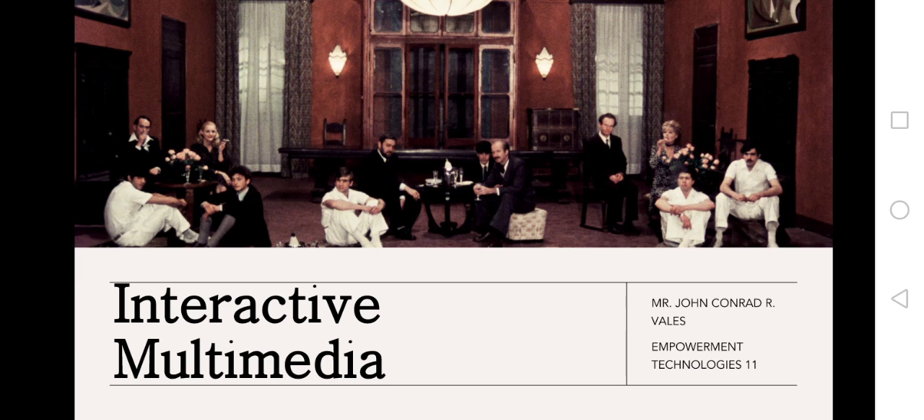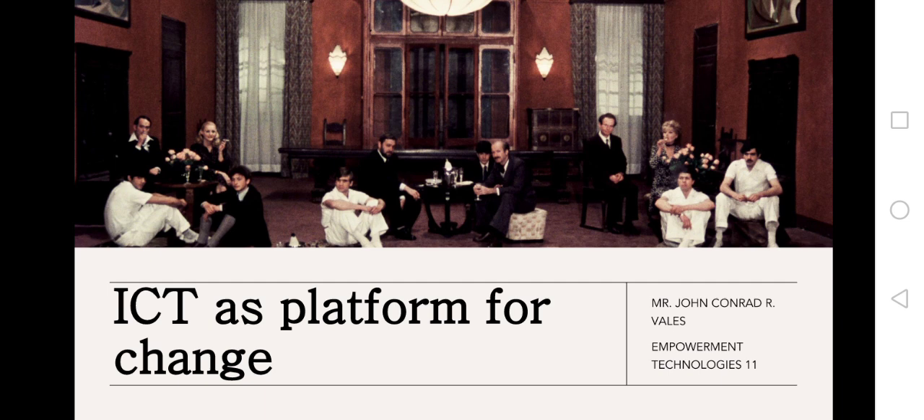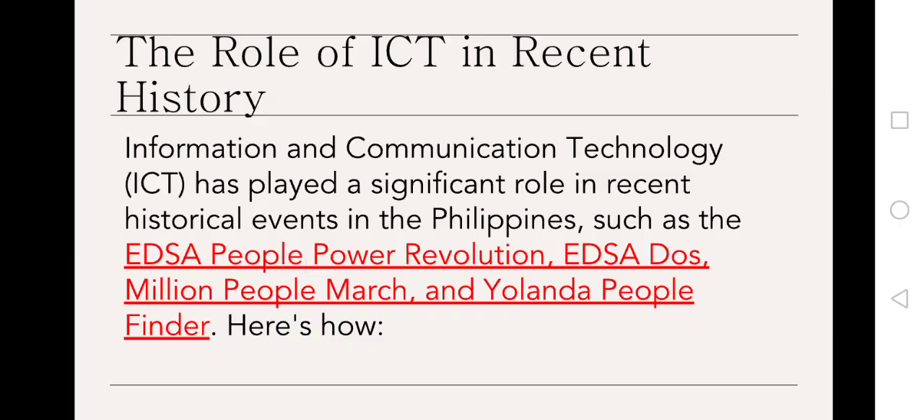Now that we are done, we will proceed to our next lesson for today, which is ICT as a platform for change. Last time, in our last topics, we studied the definition of ICT, the different types of ICT, and how we use ICT. Now we will study how ICT becomes a platform for societal change.